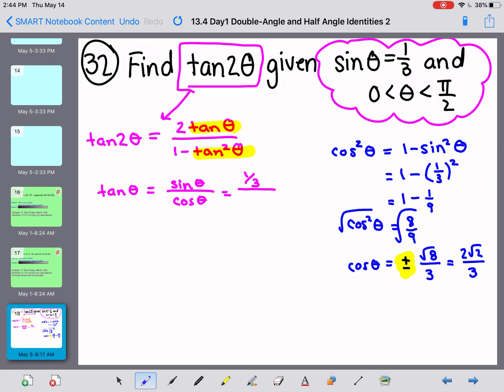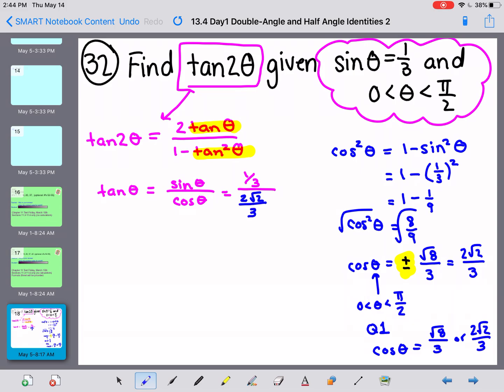And the way you pick one is we're talking about theta. Right now we know that theta is between 0 and pi/2, which in degrees is between 0 and 90. So this is quadrant 1. In quadrant 1, everything is positive. So our cosine of theta is then positive √8/3, right? Or you could do 2√2/3, your choice. I did 2√2/3, very much your preference. So that goes in the denominator over here for tangent.